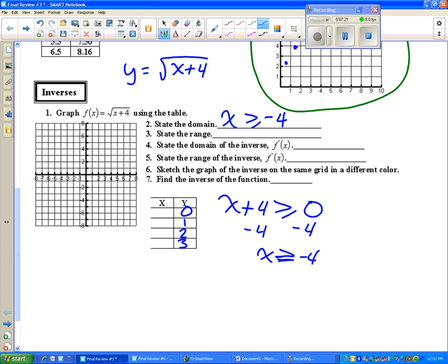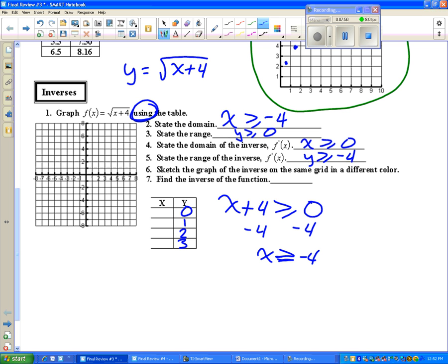My range, well, there's nothing that changes it. There's nothing added or subtracted out here. So y is going to be greater than or equal to 0. And so my domain and range for the inverse switch: x is going to be greater than or equal to 0, and y is going to be greater than or equal to negative 4. I needed to plot these points.